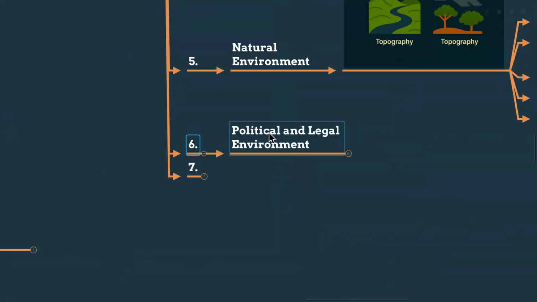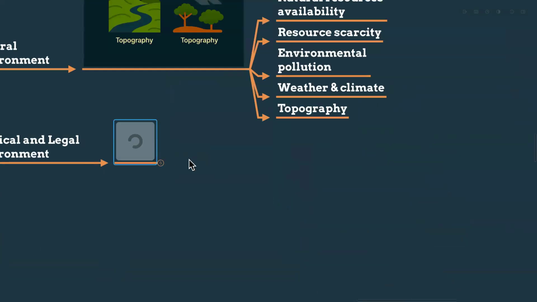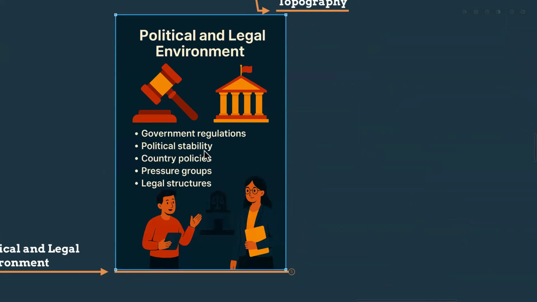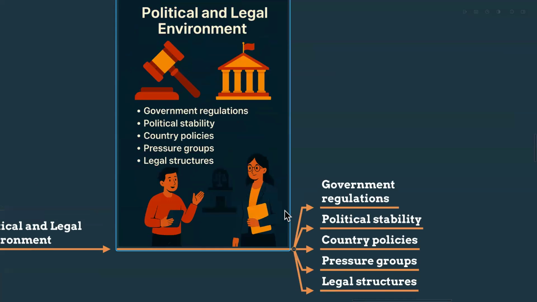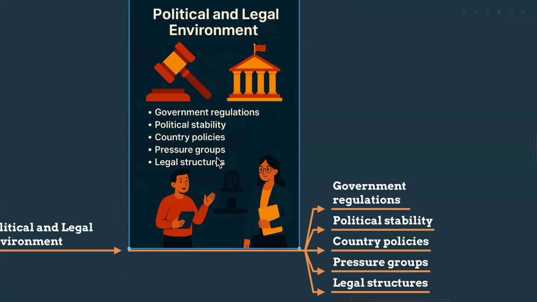And let's talk about the sixth one, that is the political and legal environment, right? Government regulations, political stability, country policies, pressure groups will come under this category. What this means is that government decisions and laws shape business operations. Import bans will affect some spare parts businesses if they ban car parts import. In election periods, there is uncertainty in businesses because investors don't know which government will come, which kind of policies they will have, which kind of taxes they are going to introduce. Is it going to be beneficial for our business or not? There is uncertainty in the election periods.